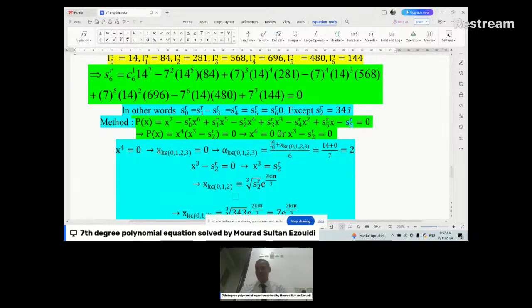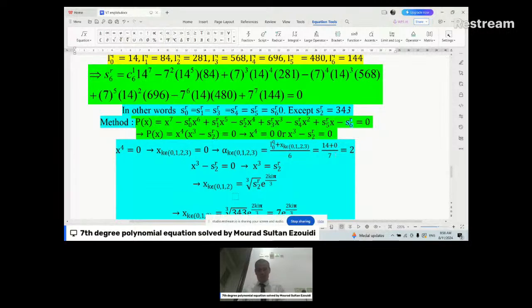x roots, let's say labeled as x_k, k belonging to 0, 1, 2, 3, are equal to 0. Therefore, alpha_k, the roots of my original 7-degree polynomial, labeled alpha_k with k belonging to 0, 1, 2, 3, equal L0 of order r plus x_k, from 0 to 3, which is 14 plus 0, divided by 7 gives 2. It means that the 2 here has 4 as its order of multiplicity.